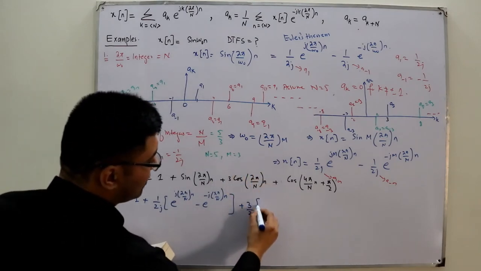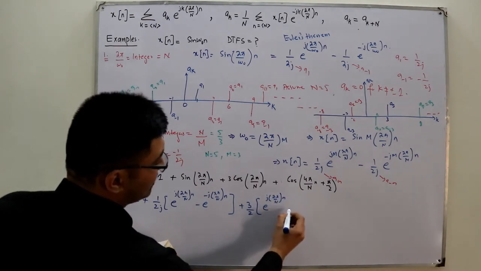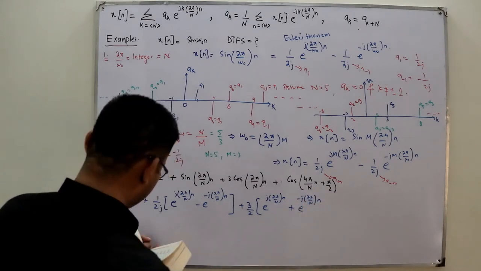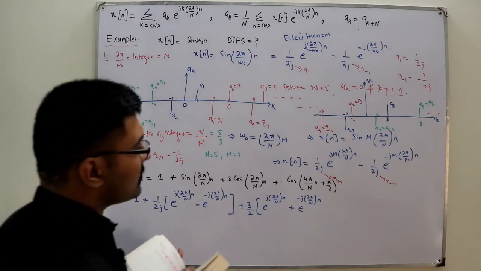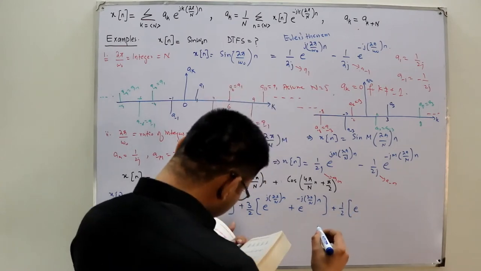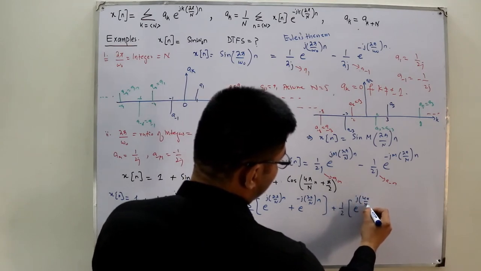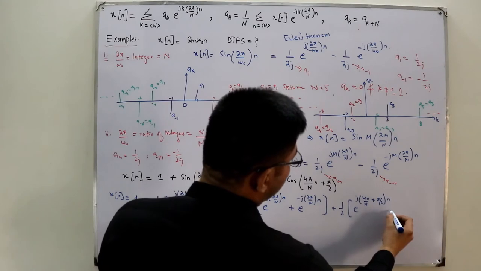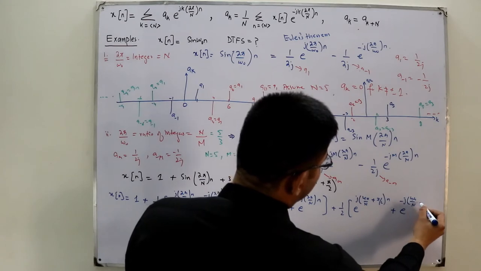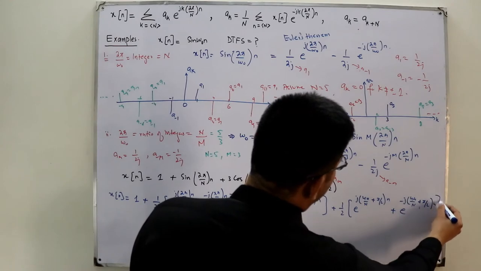So 1 over 2 I take common, I have an exponential of j 2 pi by N into small n, and then I have a plus exponential of minus j 2 pi by N into small n. Fine. Then you have again the cosine, so 1 over 2 is taken common. Then you have an exponential of j 4 pi by N plus pi by 2 times n, and then you have a plus exponential of minus j 4 pi by N into small n minus pi by 2, and this is it.